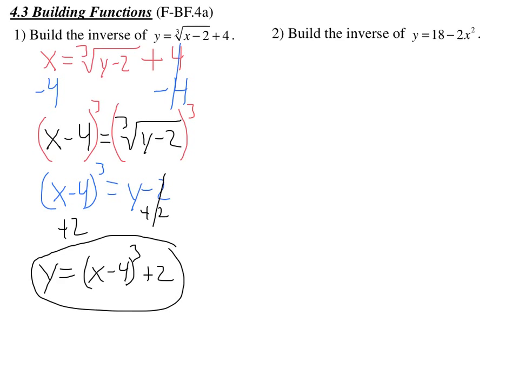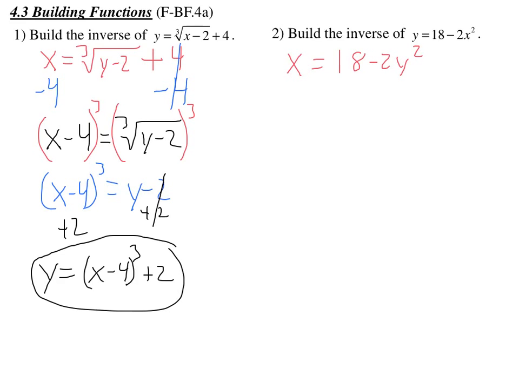Now let's do another inverse function. So right here we have a parabola. Hopefully you can tell it's an upside down parabola by the negative 2x squared. And I want to make the inverse of this. So like before, you simply switch x and y. So I have x equals 18 minus 2y squared.